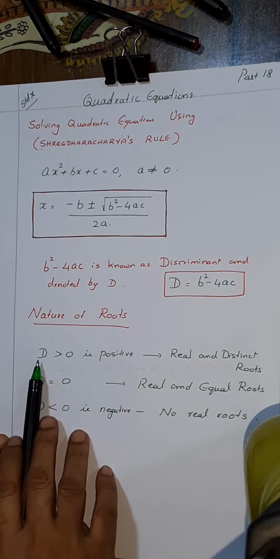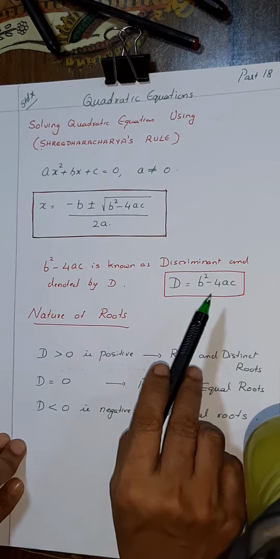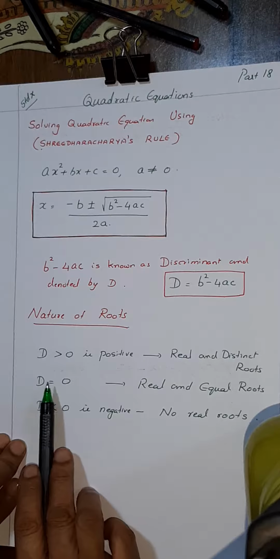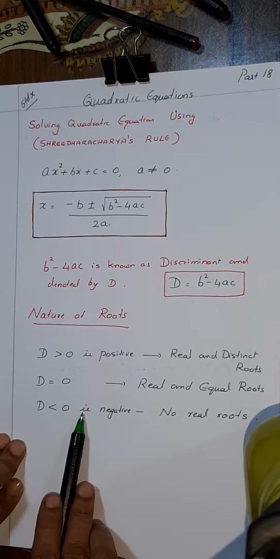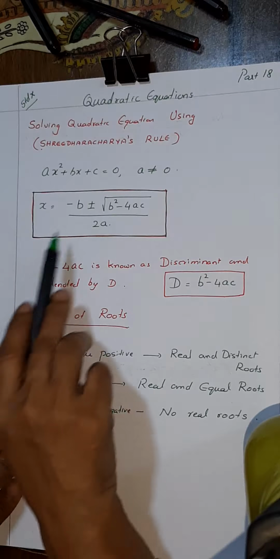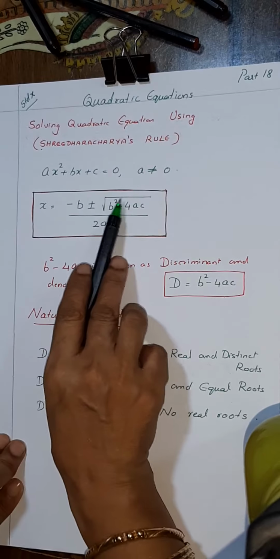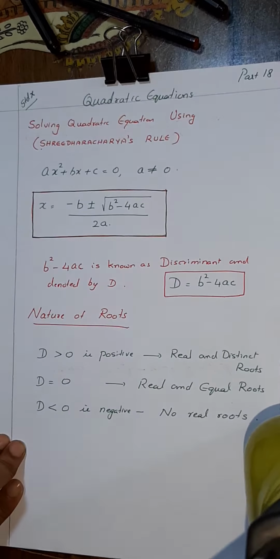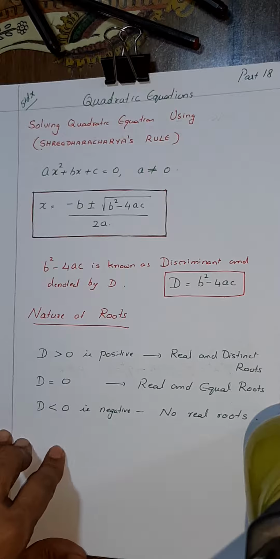So if D is greater than 0, that is, b squared minus 4ac is positive, then we can say it has real and distinct roots. If D equals 0, then real and equal roots. And if D is less than 0, there are no real roots. D less than 0 means b squared minus 4ac is negative. So root of a negative is a complex number, hence you will not have any real roots. We will do some problems related to this.